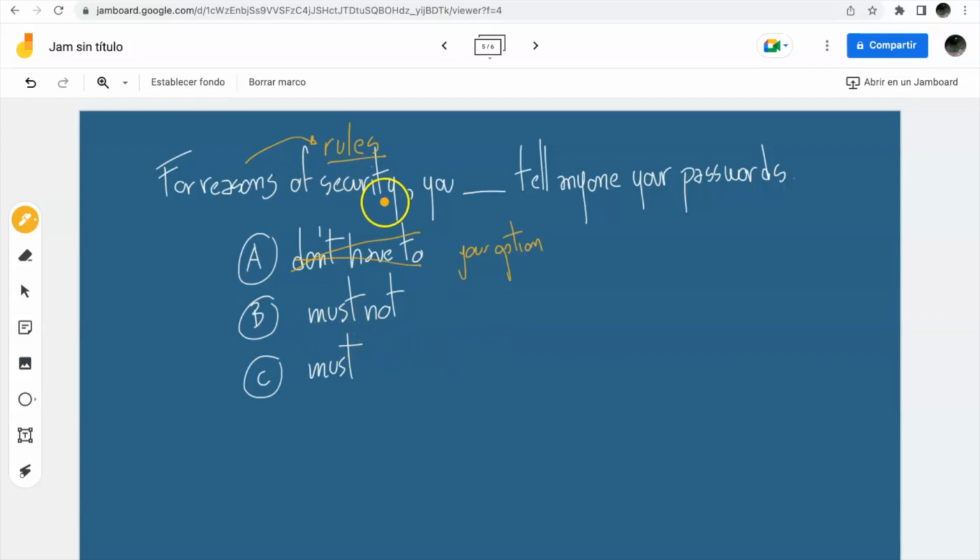Therefore, for reasons of security, now, alternative, is it affirmative or negative? You must affirmative, right? You must tell anyone your passwords? No, right? You must not tell anyone your passwords. Why? Because of reasons of security.